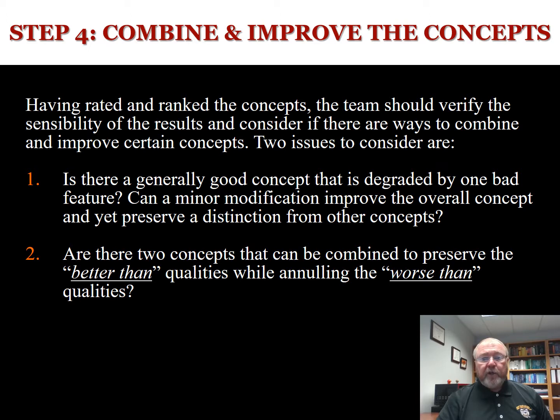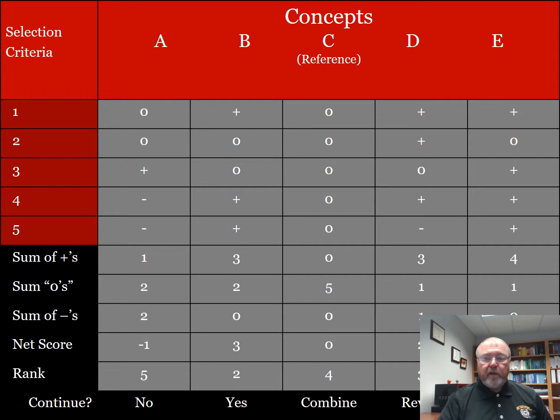And then 2 is, are there a couple concepts that you could combine to preserve some sort of better than, worse than relationships, yet getting rid of the worse than qualities when you get to the combined concept? So that's what we're looking for when we get down to these decisions.